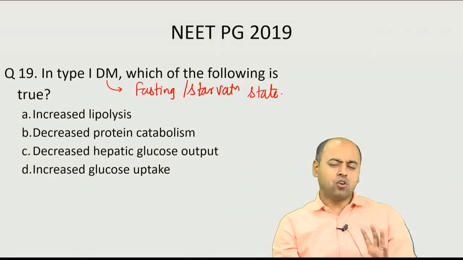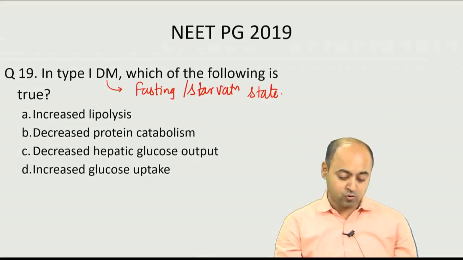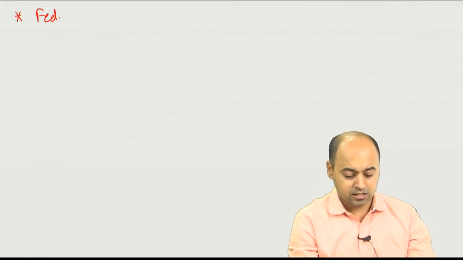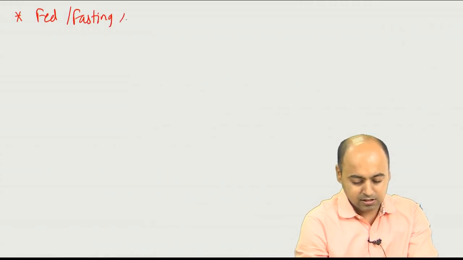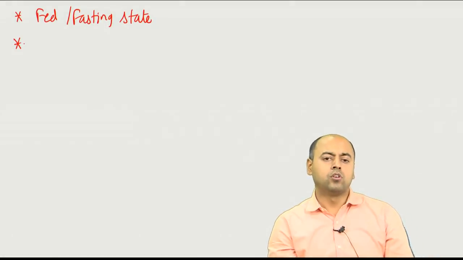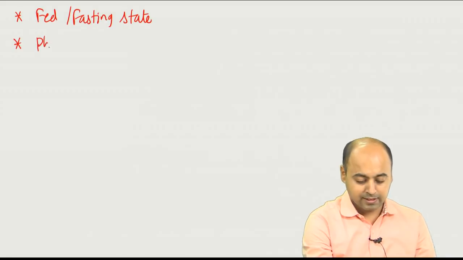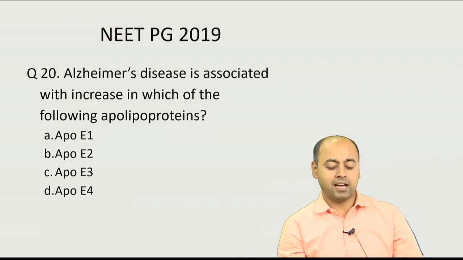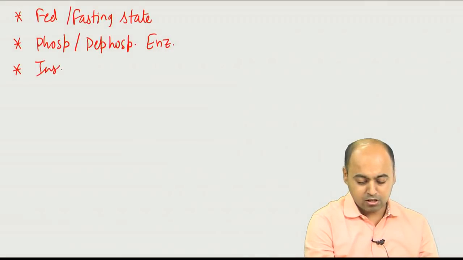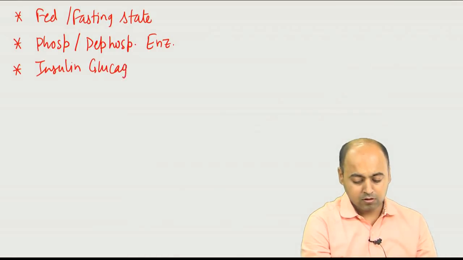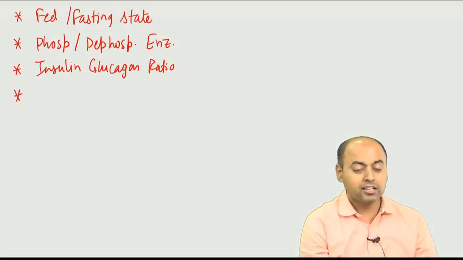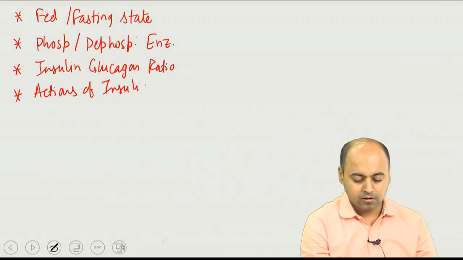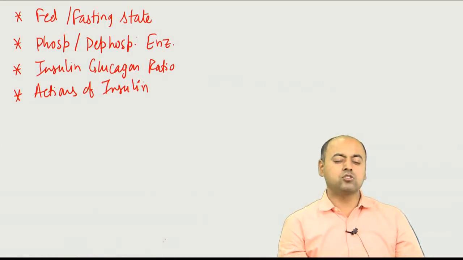Now there are four types of question which all of them will be approached in the same manner. Let's take a look at which are those questions and then come back to this question. First, whether you are talking about fed state or the fasting state. Scenario 2, whether you are talking about the enzyme active in the phosphorylated or the dephosphorylated form. Third, the insulin glucagon ratio. And the fourth is obviously the actions of insulin directly.